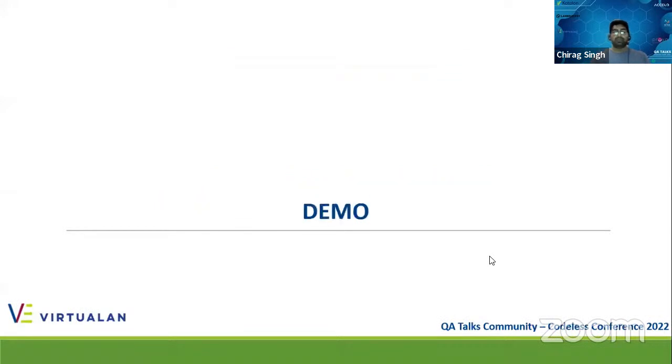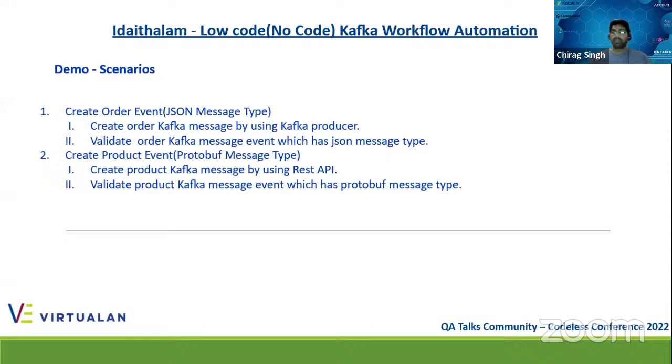Okay, so now demo time has come. For our demo I have created two scenarios. In the first scenario I am showing how we can validate a Kafka event whose message type is JSON. In the other scenario, I'm going to show how we can validate a Kafka event message whose message type is protobuf. In one scenario, we are creating a Kafka message by using a Kafka producer, and in the other scenario we are creating a product, then the product microservice creates a Kafka event, and then we are validating that Kafka event. So I'm going to show you these two scenarios.